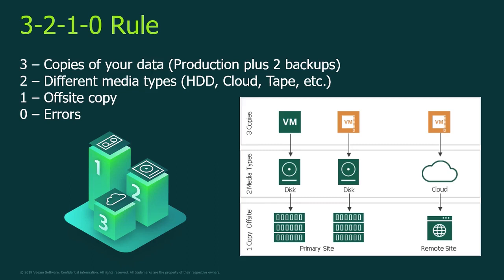We want to have 1 offsite copy at least. That's going to some kind of remote site, whether it's another data center that you own, a co-location, a service provider location, or just the cloud itself, the public cloud. And then lastly, what we've added is 0 errors. None of this data does us any good if it has mistakes and errors in it. So at its core, Veeam is trying to do all of this backup and recovery with no errors.